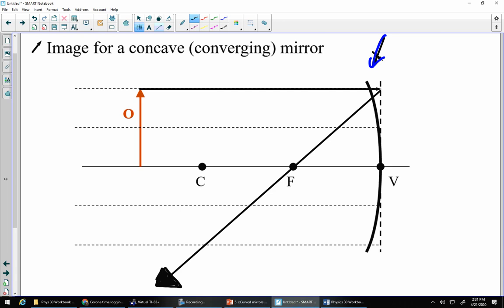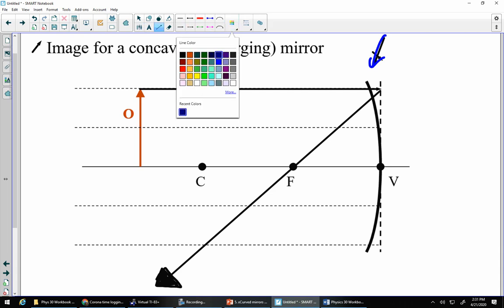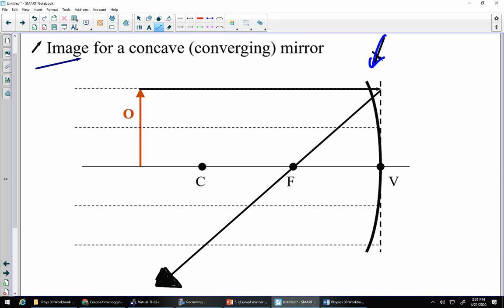Okay, so first one's pretty easy. If it's going parallel, it's going to reflect back through the focal point. Let's just get a different color here. Very nice. The second one we've kind of already seen as well.